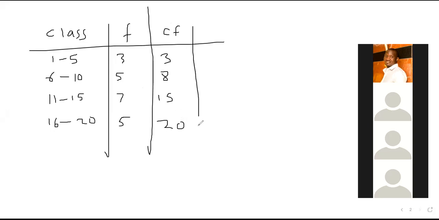Let's work in reverse now. To find this 20, to find this 5, we subtracted what? 20 minus 15, we get a 5. 15 minus 8, we get a 7. 8 minus 3, we get a 5. Okay. So using this same format is what we did here in reverse.